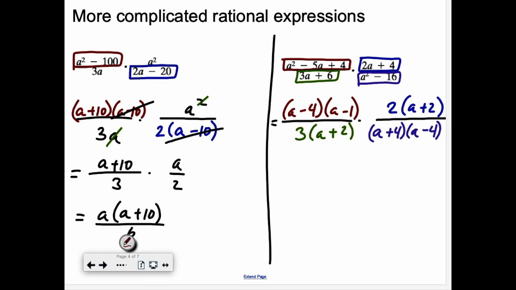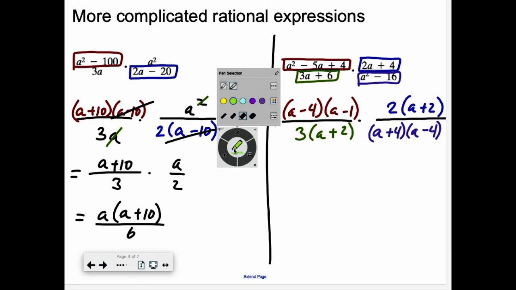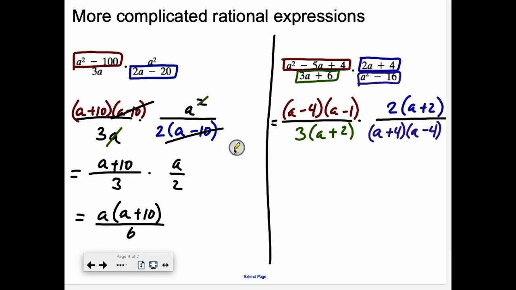I'm going to do this in highlighter, actually, so it's obvious what's being canceled out. A minus 4 and A minus 4 cancel out. Then I have A plus 2 and A plus 2 are going to cancel out. And then I don't have anything else that cancels, so I just bring it on down. So my first fraction is just A minus 1 over 3.